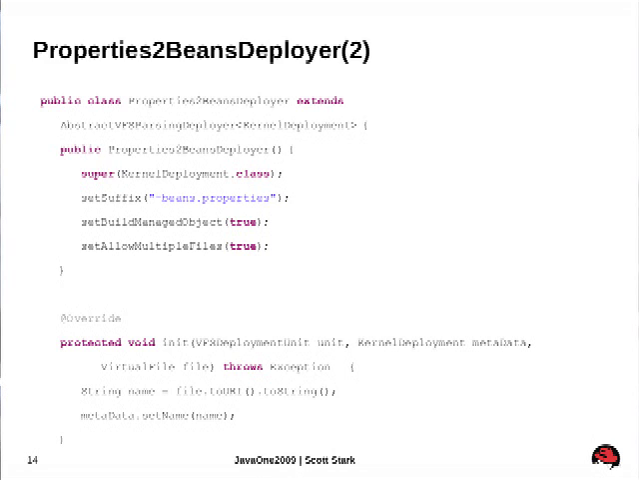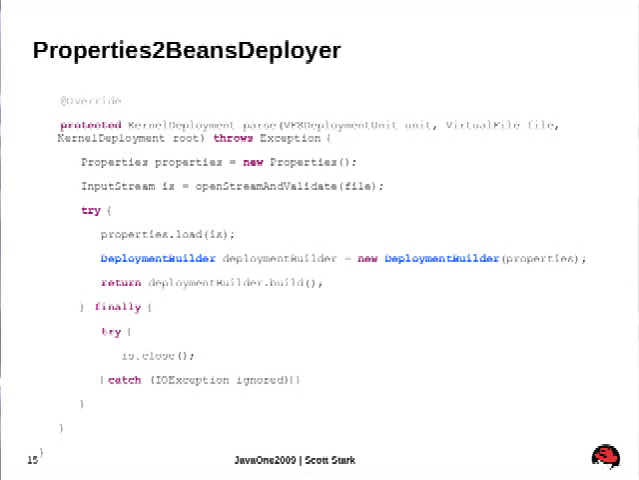And the real work is done in the parse. So parse is called when I have a virtual file matching a dash beans.properties file. And then it's my responsibility to translate that file into that kernel deployment object, which basically would be what we're doing with this highlighted deployment builder. So that's where the real work is.